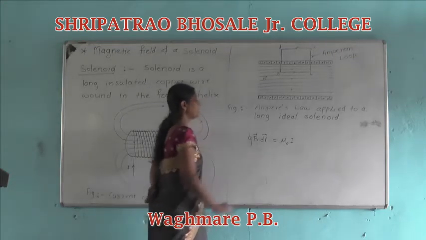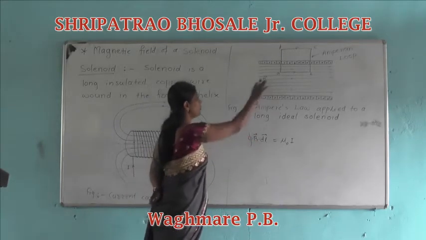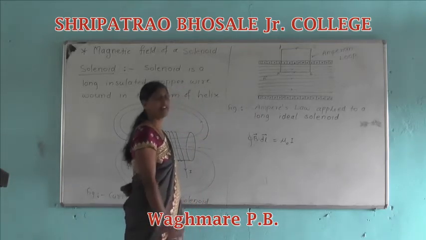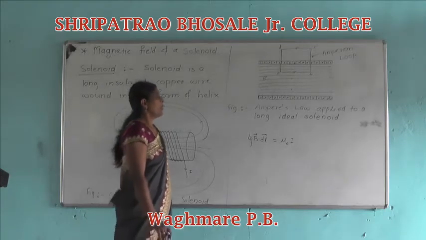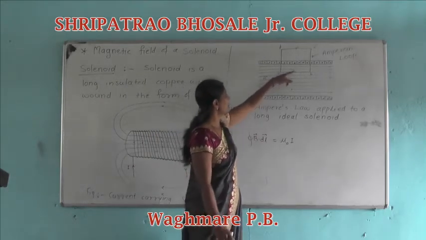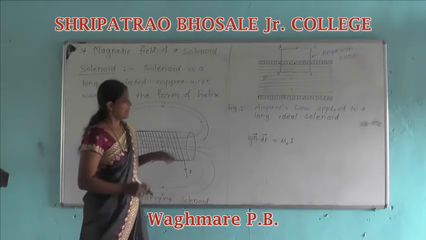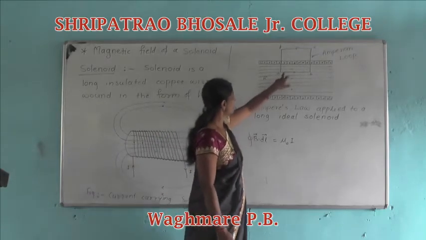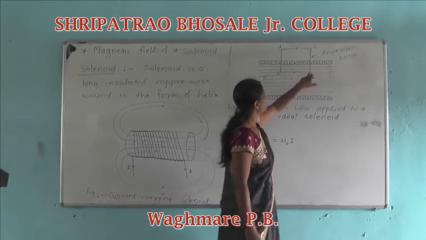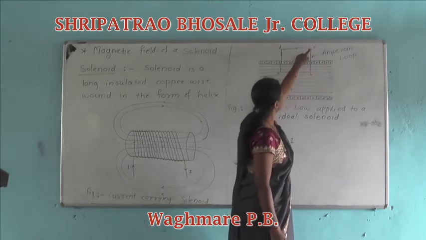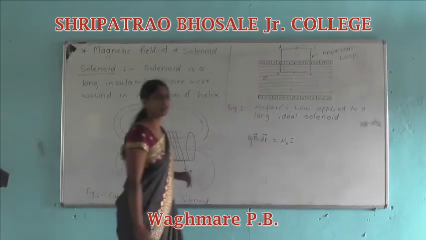Now the magnetic field: the line integration of the magnetic field over a closed loop is equal to mu naught times the total current encircled by this loop. When we apply Ampere's law to this loop, we will apply it first on line AB, then on line BC, then line CD, and then line DA.